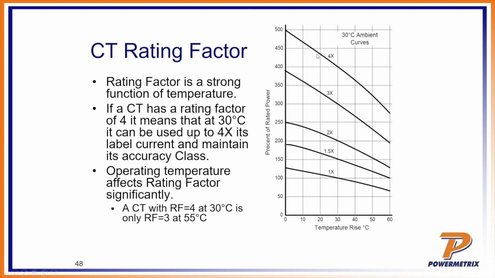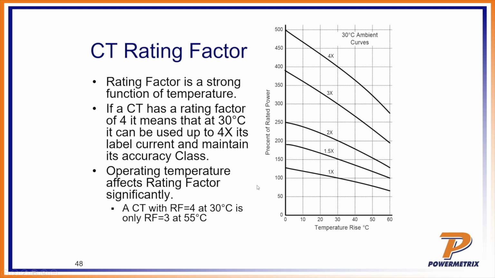Here's an example of a CT with a rating factor of 4. At 30 degrees C, we'll follow that line all the way up to 400 amps. So again, a rating factor of 4 on 100 to 5 would be good for up to 400 amps. That's how we got to this point. But let's say it's in a box and it gets up to 60 degrees C here. Let's follow that line. If you look, that same CT drops from a rating factor of 4 to a rating factor of 3 right here at about 55 degrees. See? It's only good for up to 300 amps.